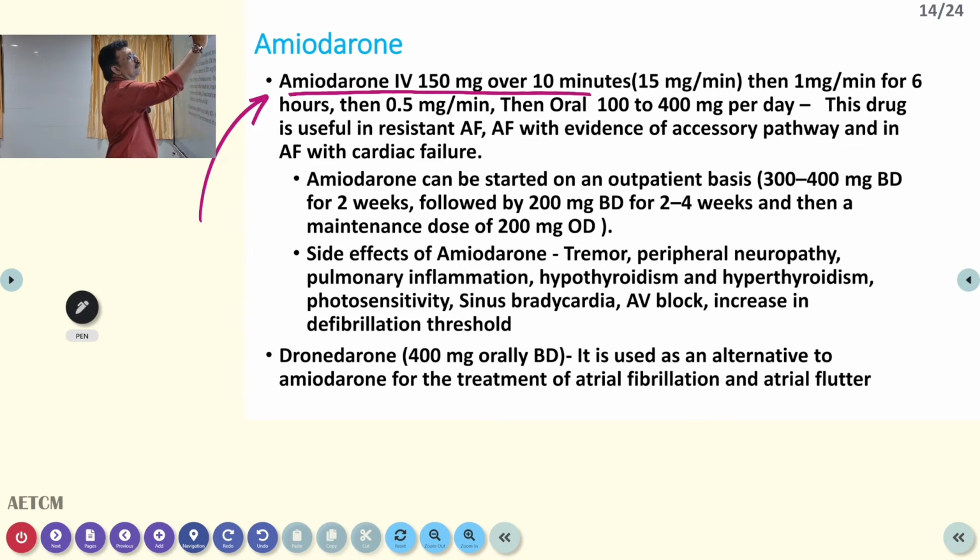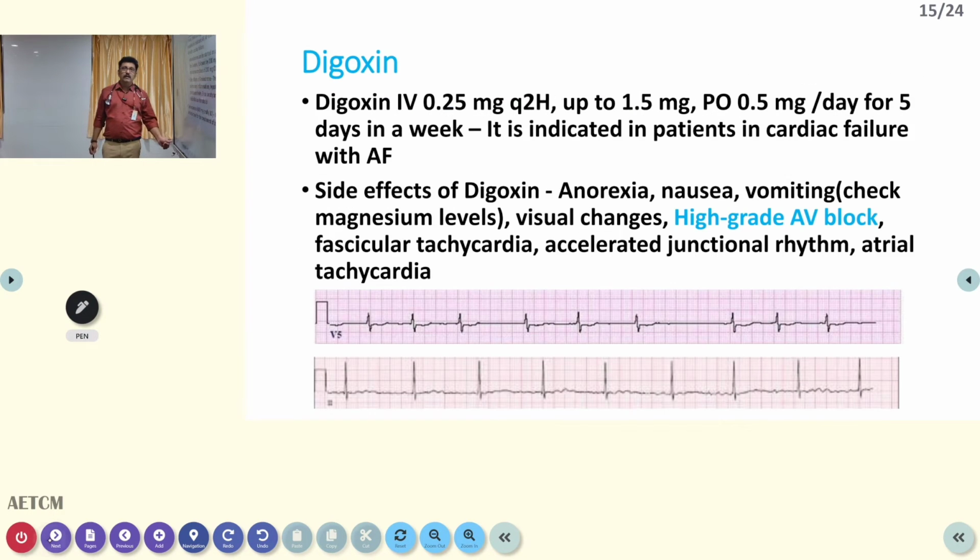So here it can be used as an infusion protocol. So in atrial fibrillation, the first drug will be a beta blocker or a rate-limiting calcium channel blocker. If it is not getting controlled, you can go for amiodarone. If first line drugs are contraindicated or they are not effective, you can go for amiodarone.